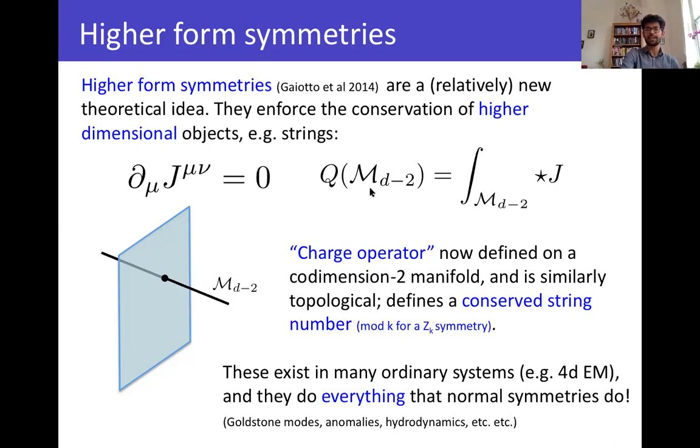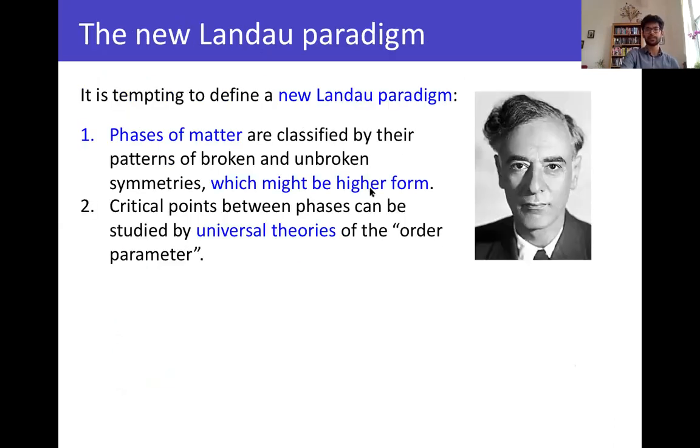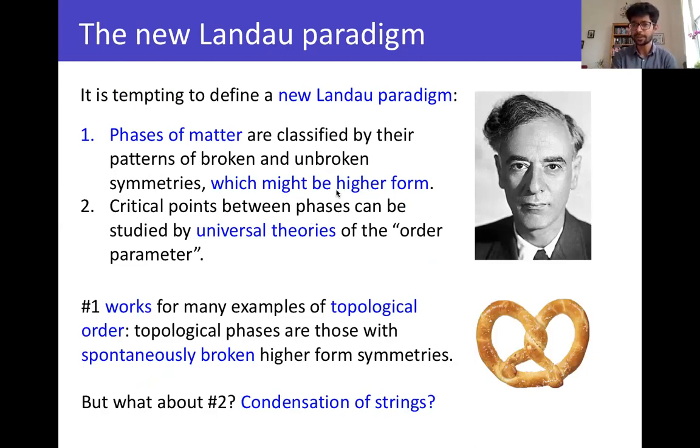But now there's a very natural question, which is the following. What you are now tempted to do is define a new Landau paradigm. Because the old Landau paradigm involves only ordinary symmetries that involve conserved particle number, now that I have these higher form symmetries, you might want to define the Landau paradigm using these, okay? Same as the old one, it just allows for these higher form symmetries, and it suggests that you should classify phases of matter by asking whether or not these symmetries are broken or unbroken, okay? So it turns out this actually works.